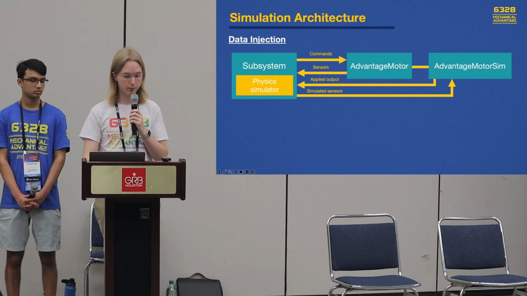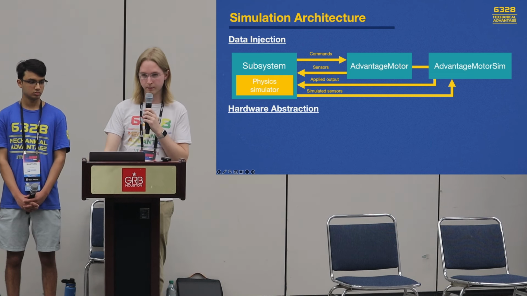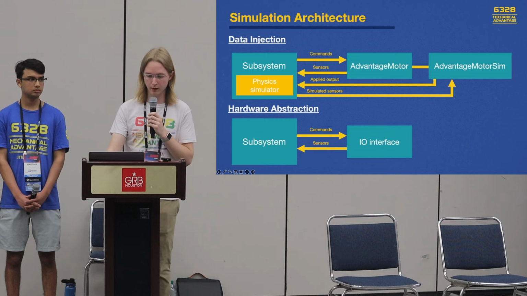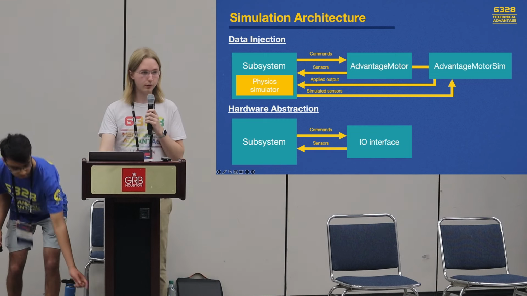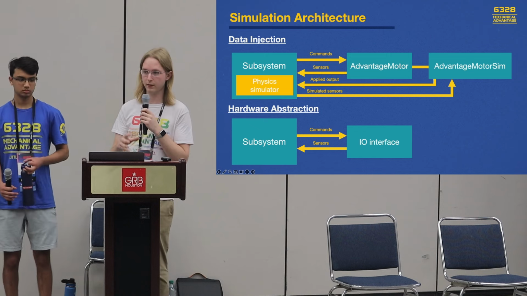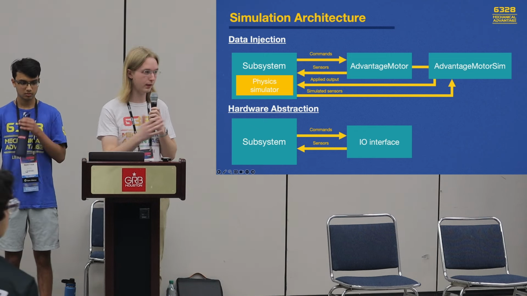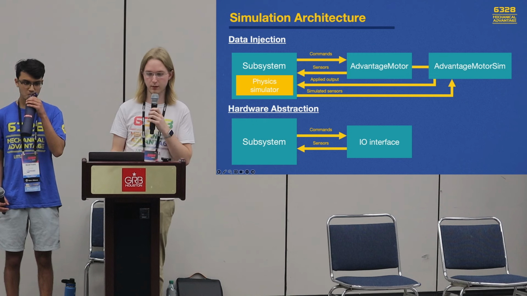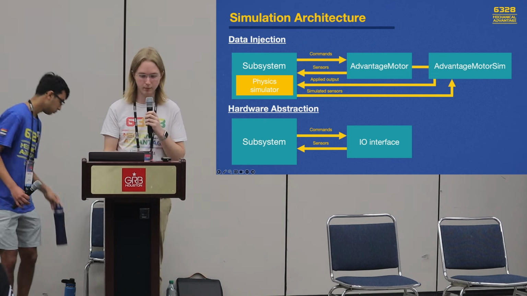But we're also going to talk about an alternative. That architecture is hardware abstraction. Under hardware abstraction, subsystems would instead look like this. So in addition to the core subsystem, you define an I/O interface. That contains methods for all of the inputs and outputs of your subsystem. So for example, you might have methods like set voltage or get position.